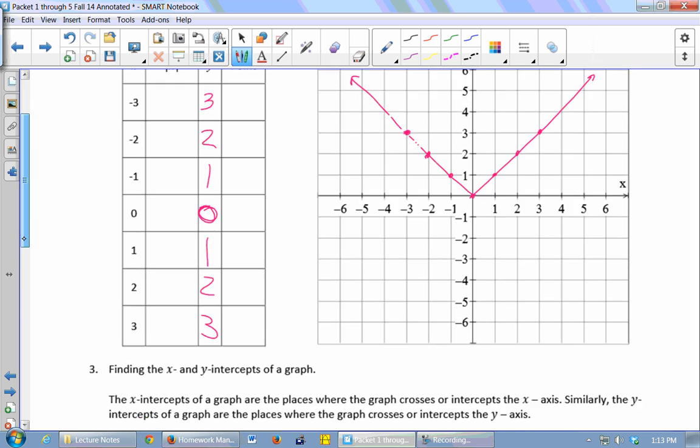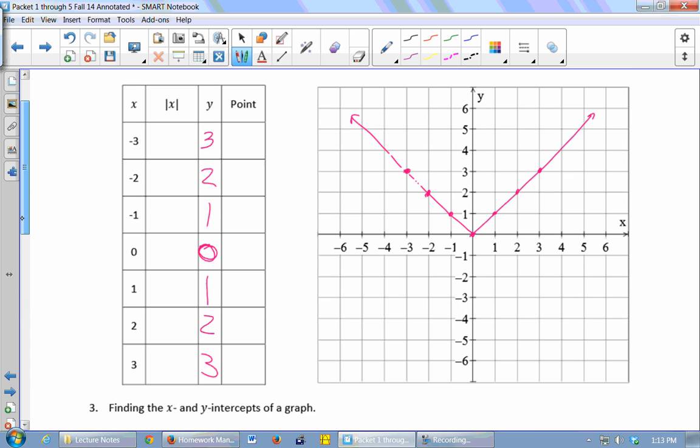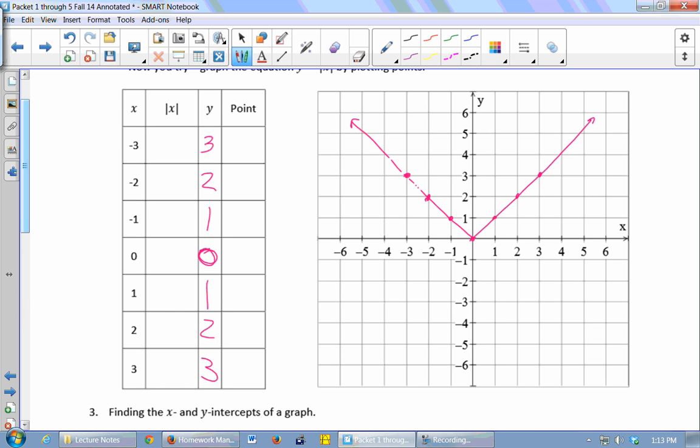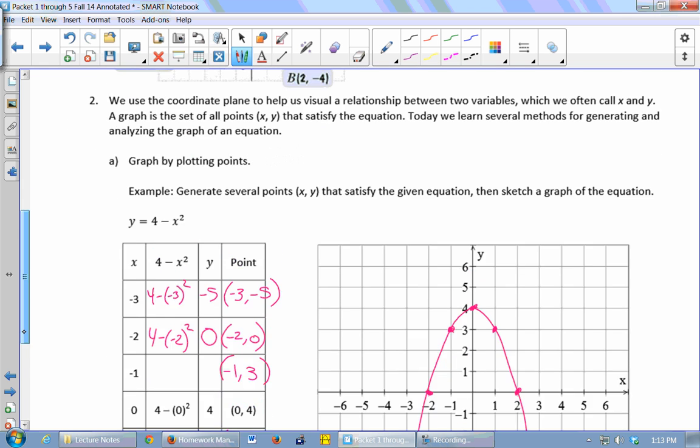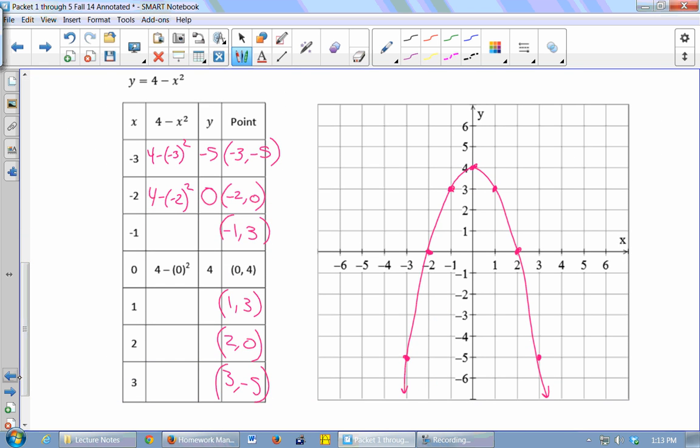All right, so some important features of a graph are the x-intercepts and the y-intercepts, places where it touches the axes. So let's go back to my y equals 4 minus x squared. What's the y-intercept of this graph? 4. What are the x-intercepts? -2 and 2. Places where it touches the y-axis is the y-intercept. And places where it touches the x-axis are called the x-intercepts.